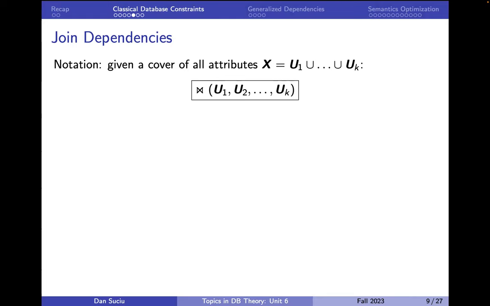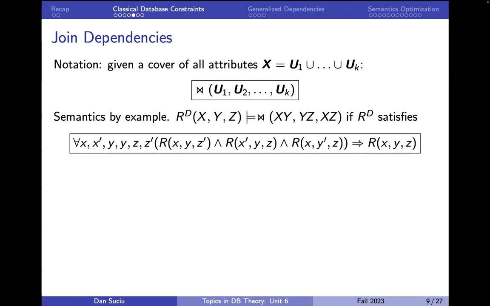But I'm also interested in writing this in logic. Okay, so here is an example, kind of the simplest join dependency, which is not a multivalued dependency. We want to say that relation R(X,Y,Z) is actually a set of triangles. So it is a join of its projections on XY, YZ, and XZ.